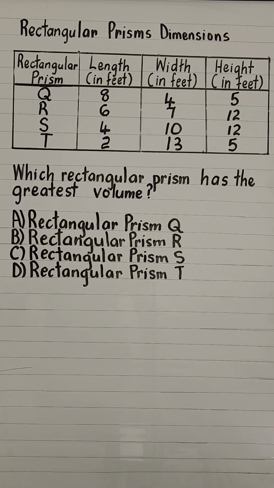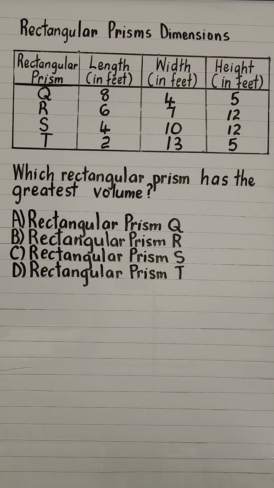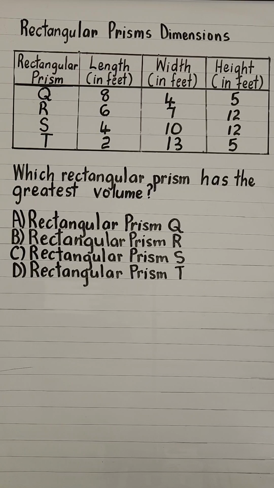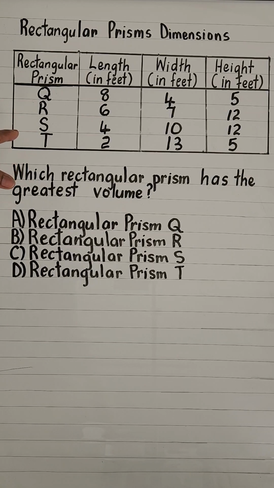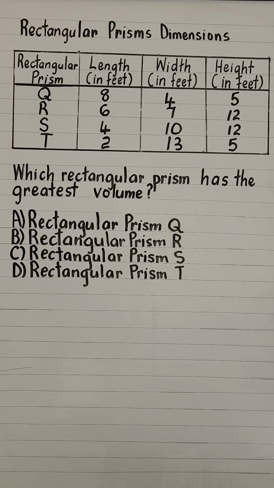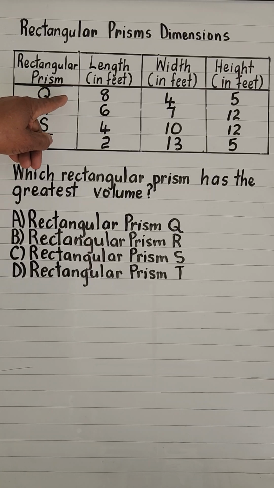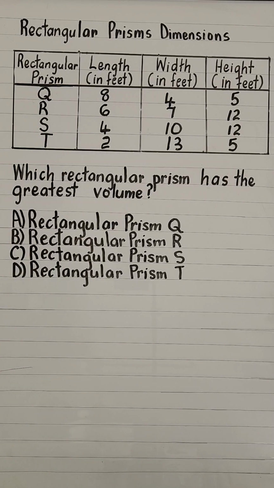So here we have a table that shows the dimensions of four rectangular prisms, Q, R, S, and T. And our question is, which rectangular prism has the greatest volume? So to move forward, we're going to find the volume of each of these rectangular prisms.